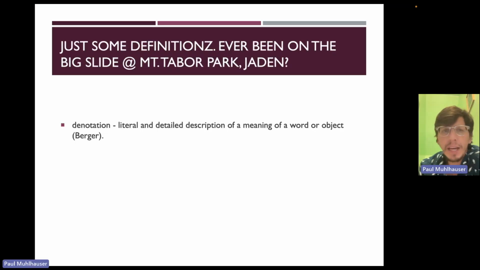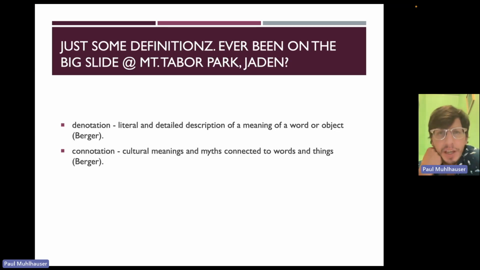So denotation and connotation. Denotation is the literal and detailed description of a meaning, word, or object, and connotation are the cultural meanings, the myths connected to words and things. And when you think about it, denotation is really a connotation, right? It's this idea that there even could be a literal and detailed description of something. So it's almost like when you read it that way, it's kind of a cultural myth that this is the denotation. I know that gets a little confusing. But anyway, just keep in mind the connotation is really important.